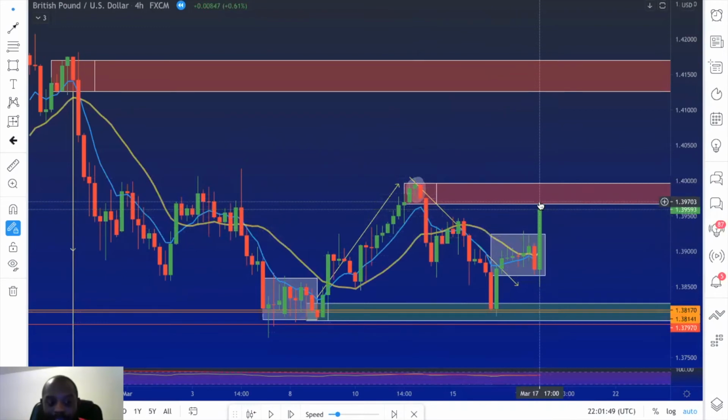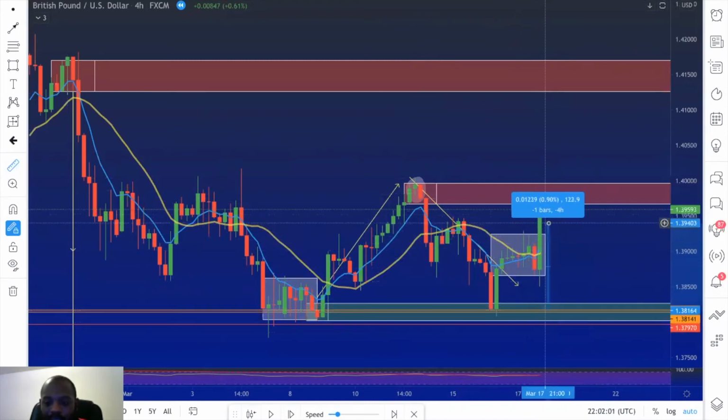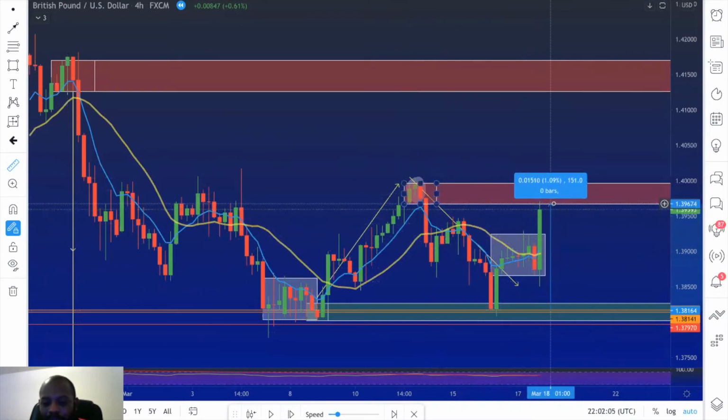You can see that ruler to the left. You can measure the move from the entry up to where it closed out. 150 pips? Yep, 151. So you can do the math on that.